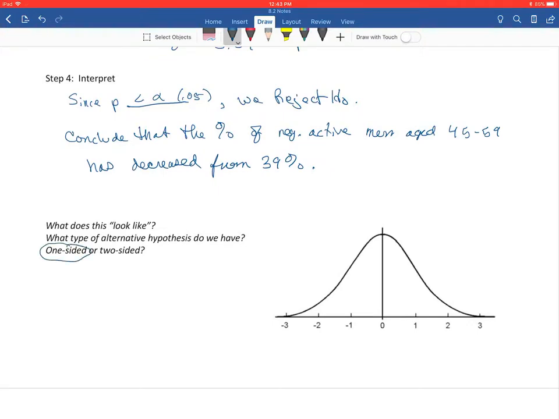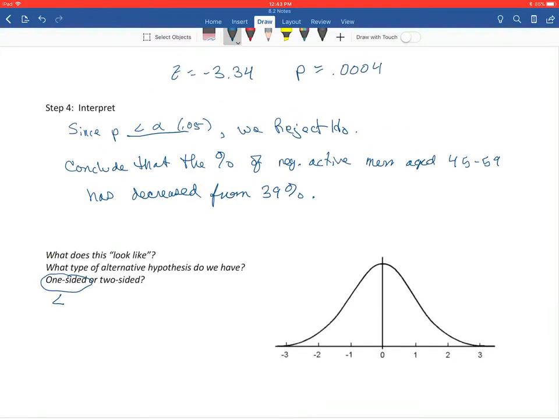What does this look like? What kind of hypothesis do we have? Well, this one is one-sided. It's a less than. So what should happen on this one is we should go out to that z value, that negative 3.34, so it should be way out here.